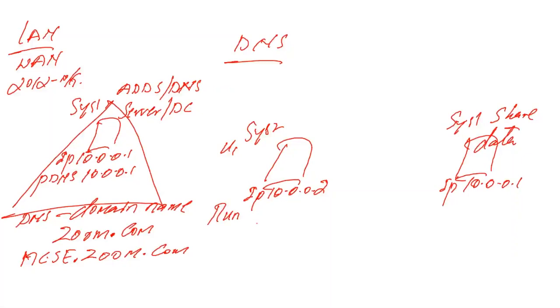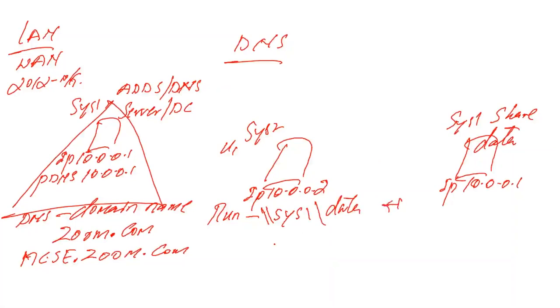The user says, sir, I don't know what a network path is, what do I have to use? So tell the user, go to Run and type \\ then the system name. SYS1 or SYS2? SYS1, where the shared folder is created. SYS1, then a single \ and then the shared folder name. Then click OK, press Enter, and you can access the shared folder.